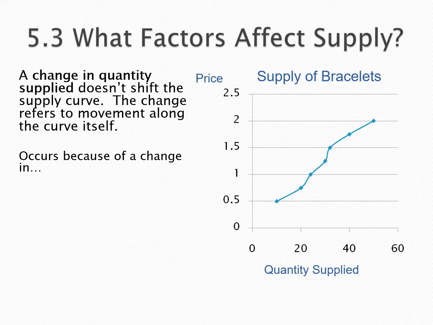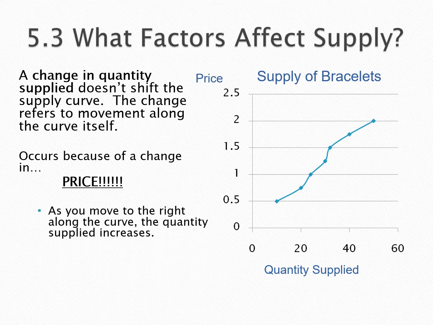But this is a supply curve, and a simple change in price is a change in quantity supplied, not a change in supply. That's going to come up in a minute. A change in quantity supplied is caused by price, always by price. And just like demand, price goes up, an arrow goes up. Price goes down, an arrow goes down. One line with an arrow going up if price goes up, and an arrow going down if price goes down. Again, that is a change in quantity supplied.